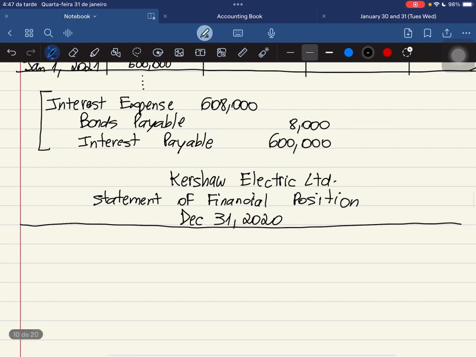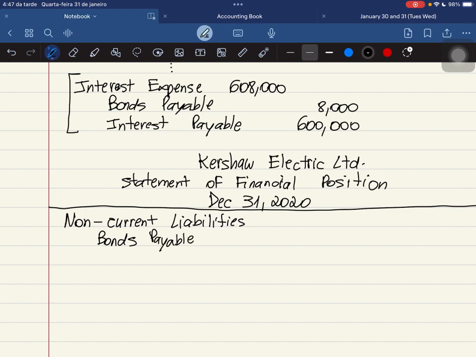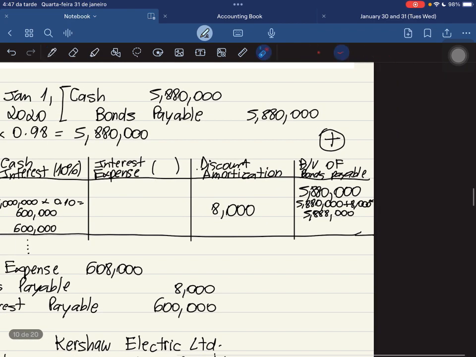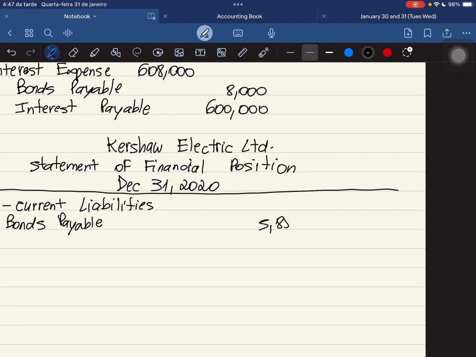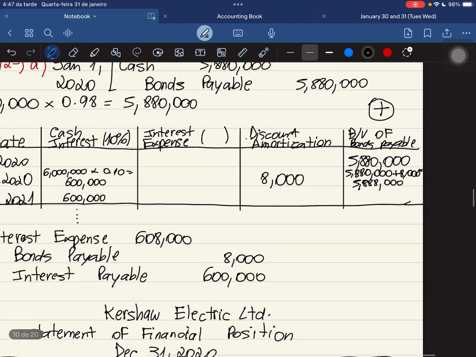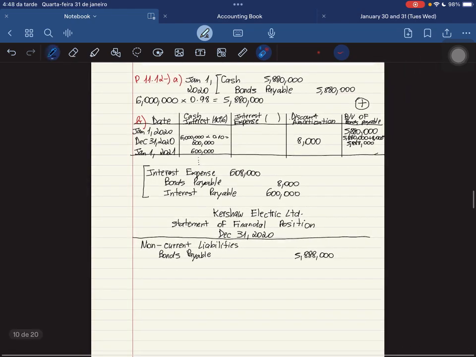And then bonds payable, it is a liability, right? So it has to be under the liability section. In this case, it is actually a non-current liability. So we're going to write that under non-current liabilities. Okay? And then we have bonds payable. And the amount would be 5,888,000 because we added the previous 8,000 from the discount amortization.